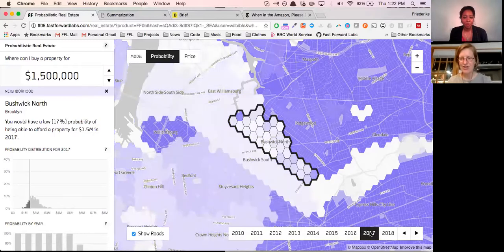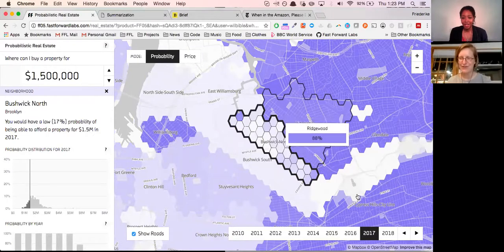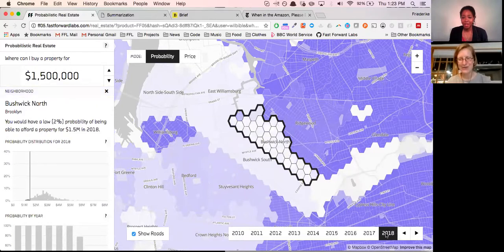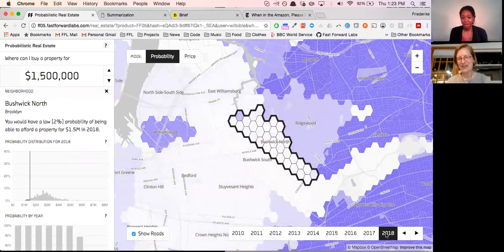Now you can see gentrification happening at a rapid speed. Wow. In 2017, I probably will have to go out to Ridgewood, which means that I would have to move to Queens. And then in 2018, you can see that even Ridgewood is starting to become unaffordable for me and my $1.5 million. This prototype, we hope it's fun to explore. We hope people can relate to it.